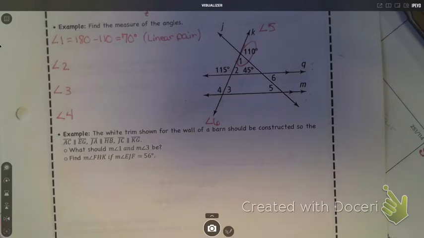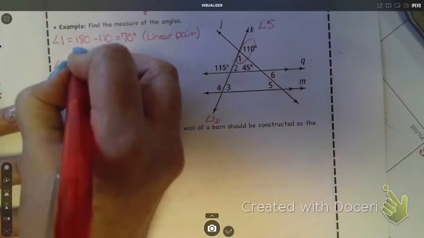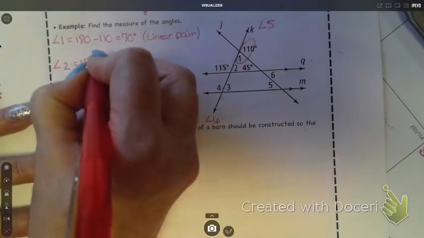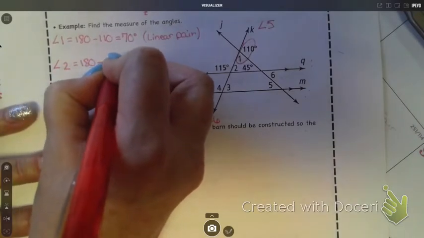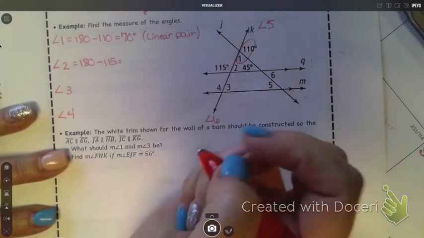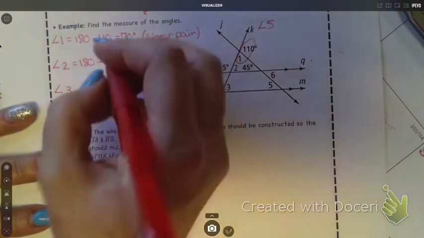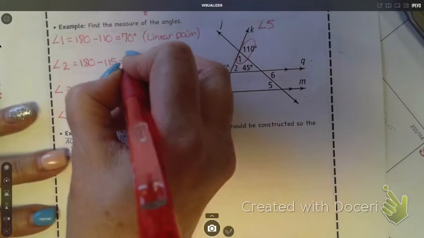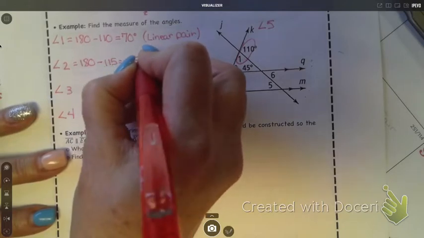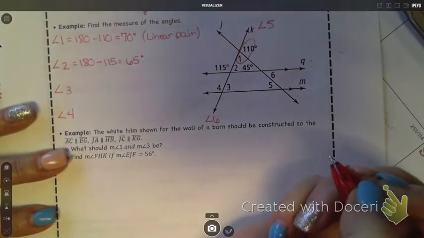What do we know about angle number 2 and 115? Would they equal 180? They have to equal 180. So how would we find it? 180 minus what? 115. And how do we know that? 65, right? Wait, why did you call the number 1 a linear pair?